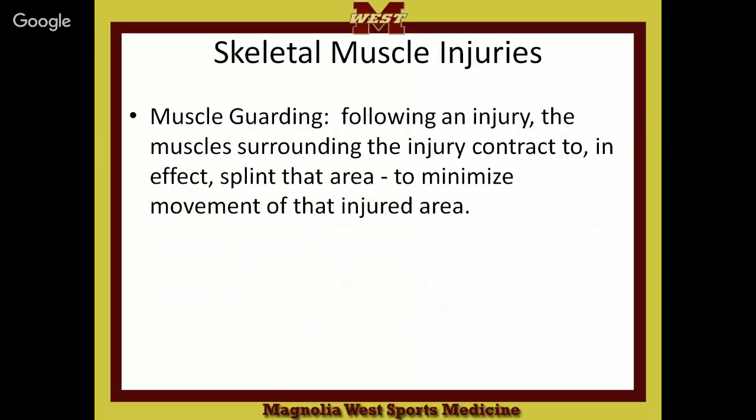So you get the guy who gets the shoulder injury, and he's walking off like this. That's muscle guarding. You're using the muscles to guard the injury. Normally you don't walk with one arm held up against your shoulder. Normally you come off the field and you're fine. But if you're holding things up, it's muscle guarding. Following an injury, the muscles surrounding the injury contract to, in effect, splint the injury. It helps minimize the movement to that injured area.